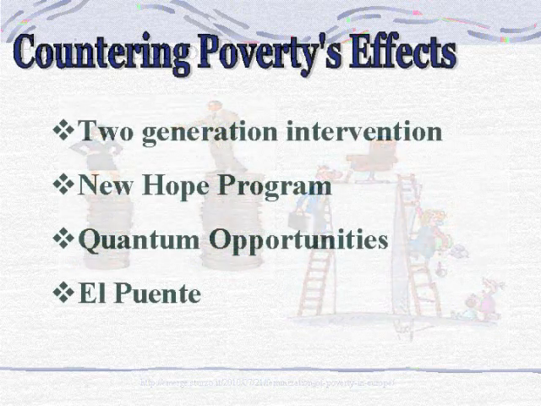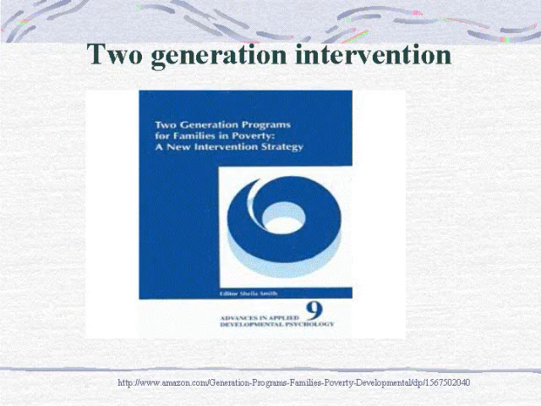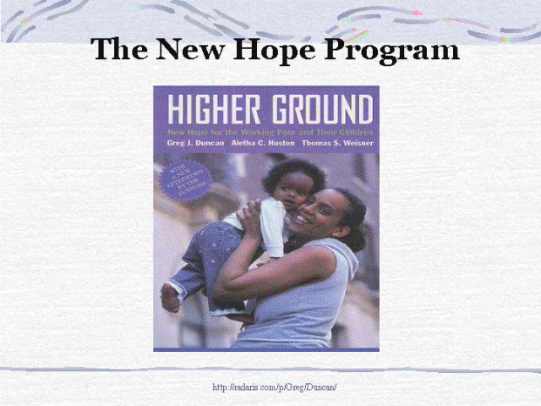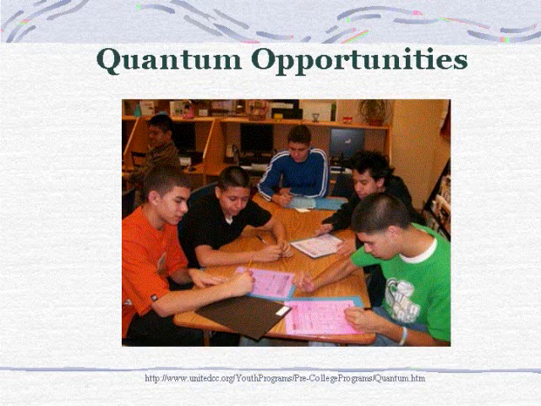Several organizations and programs in North America aim at reducing and diminishing the effects of poverty on adolescents and emerging adults. Such programs are the Two Generation Intervention, New Hope Program, Quantum Opportunities, El Puente in New York, etc.